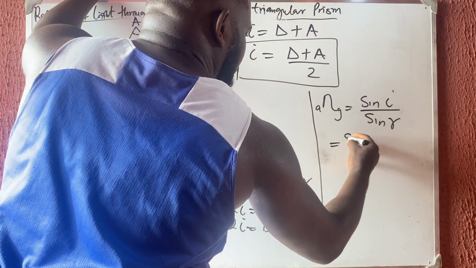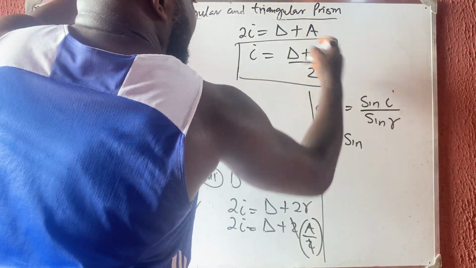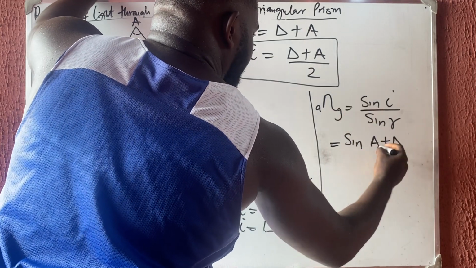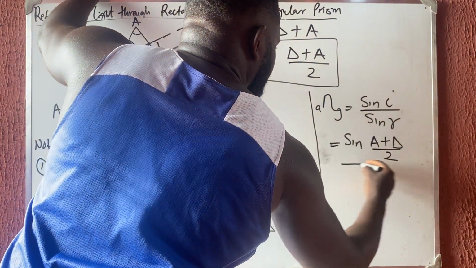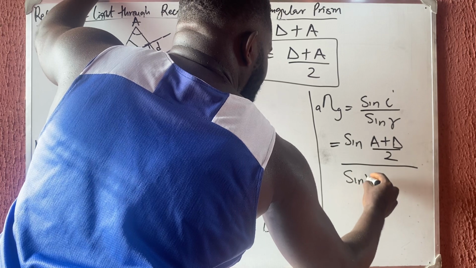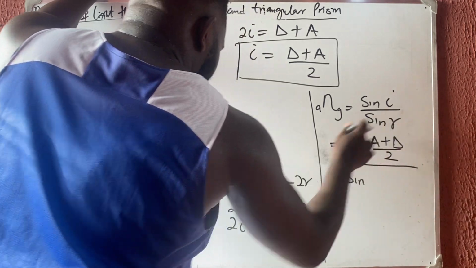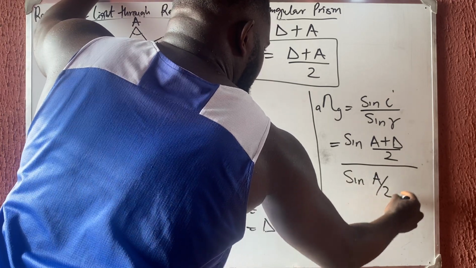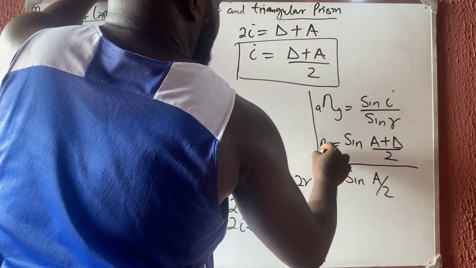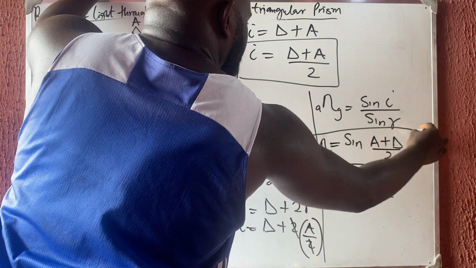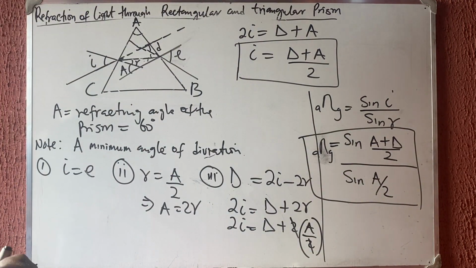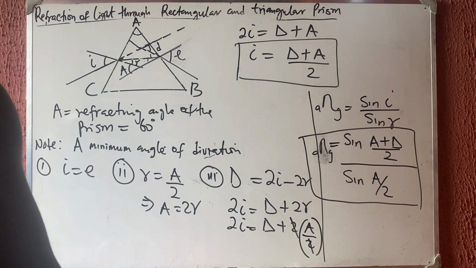So this is equal to what? Sine I, what is my I? My I is A plus D or D plus A, anyone you like, A plus D over 2, divided by sine R. What is my R? My R is A over 2. So this is the formula to calculate the refractive index of a rectangular prism.